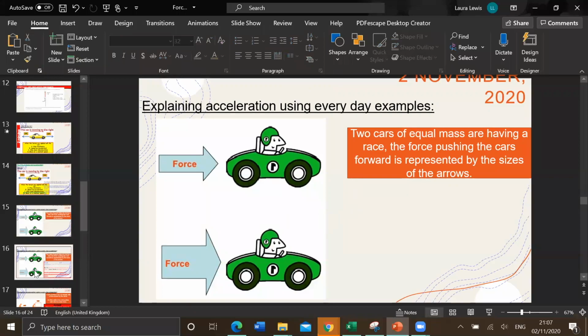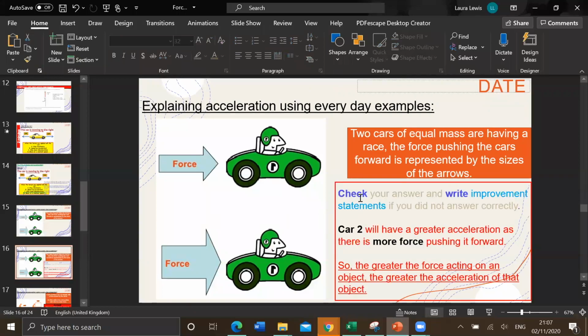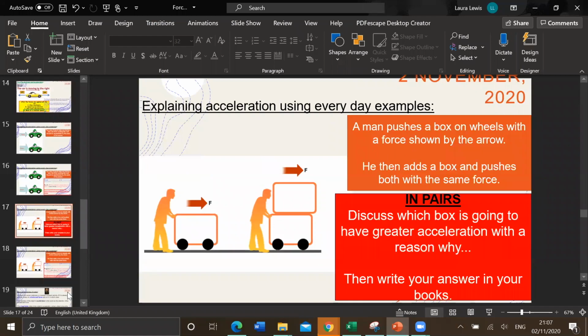What would happen? So if they both have the same mass and the force is greater here, car 2 will have greater acceleration. Think about pushing it. If you pushed a car with a bigger force, it would speed up quicker, wouldn't it? So car 2 will have a greater acceleration. There's more force pushing it forward. So the greater the force acting on an object, the greater the acceleration of that object.